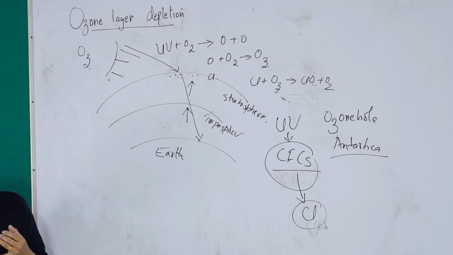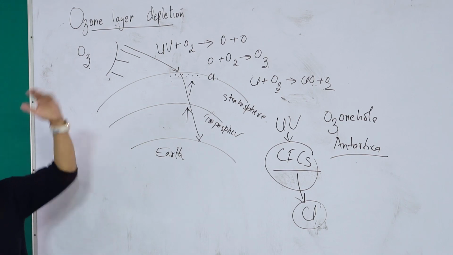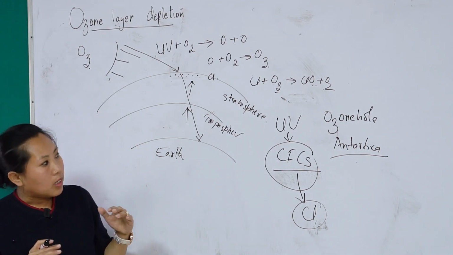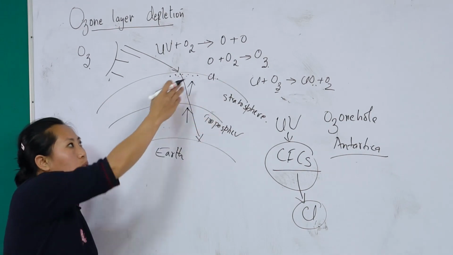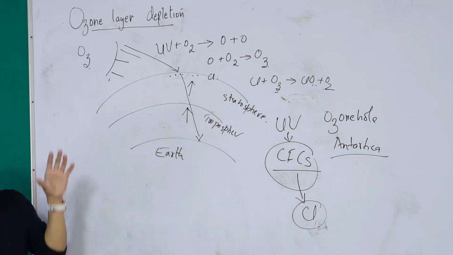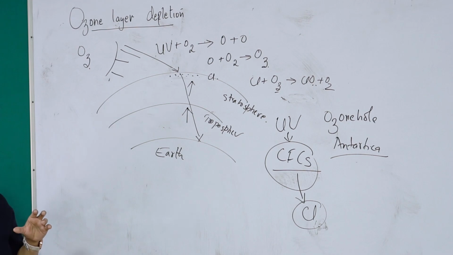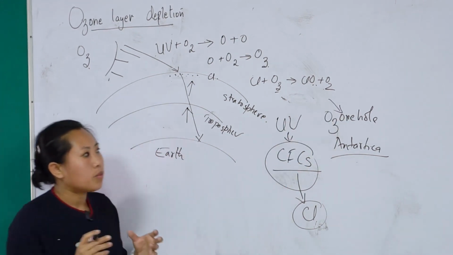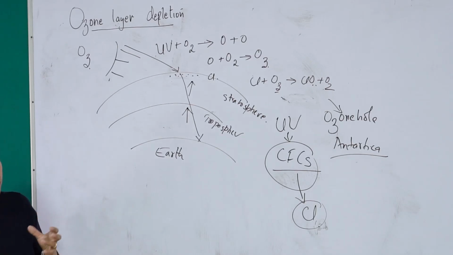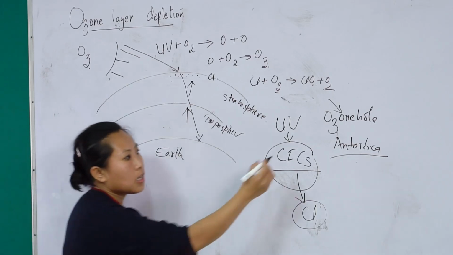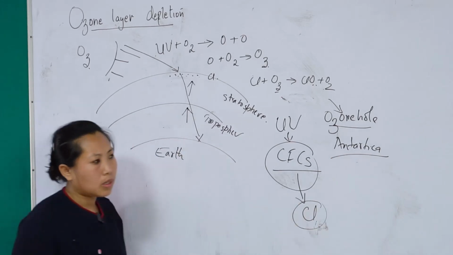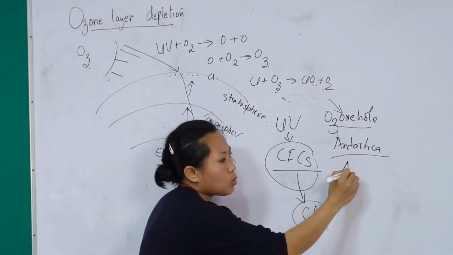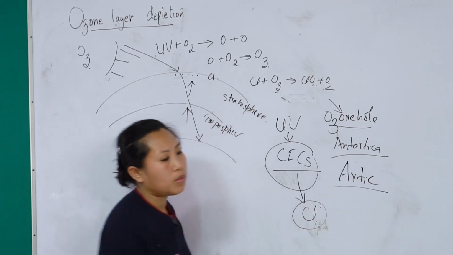During the months of September, October and November, the layer of ozone in the stratospheric region above the Antarctica becomes very thin. So that is known as ozone hole. When scientists started measuring the ozone layer in the stratosphere above Antarctica, they discovered this ozone hole, and it's also said that there is an ozone hole above the Arctic.